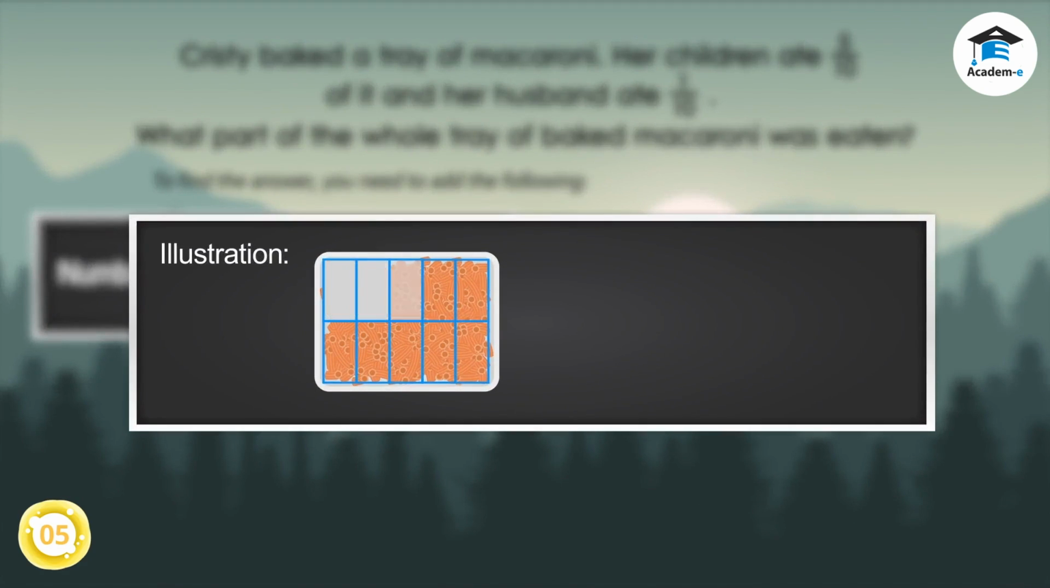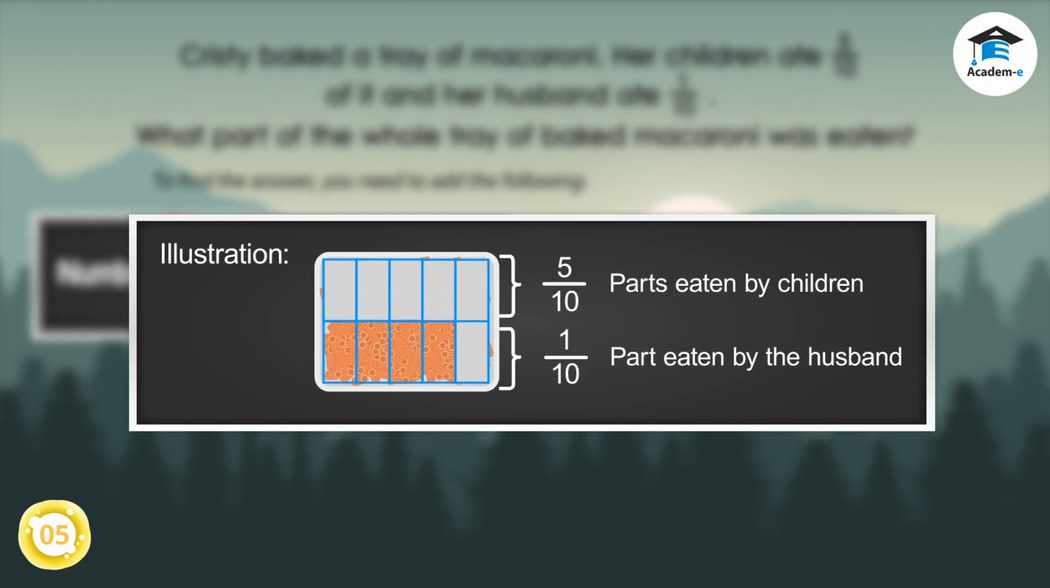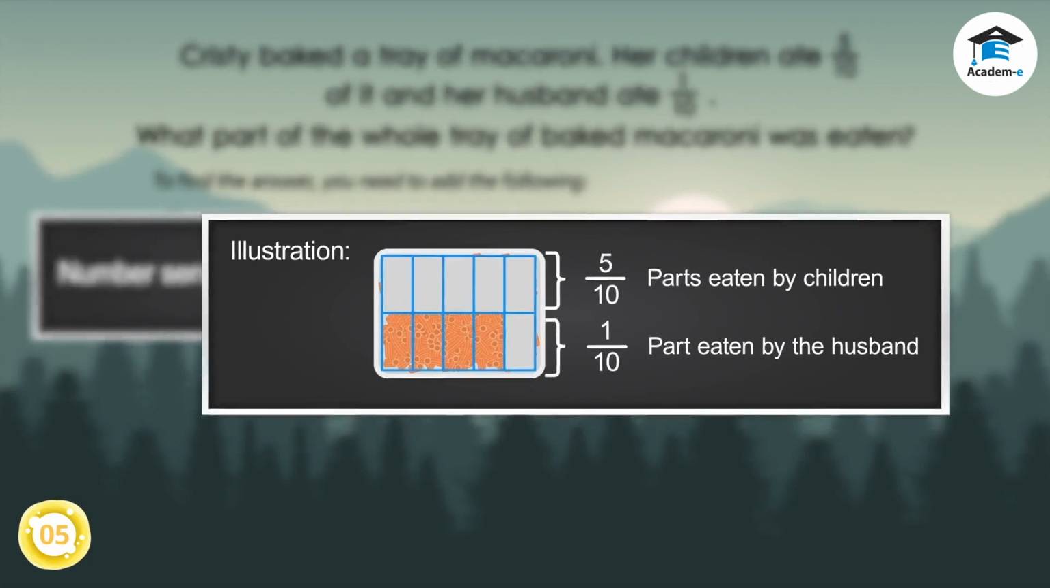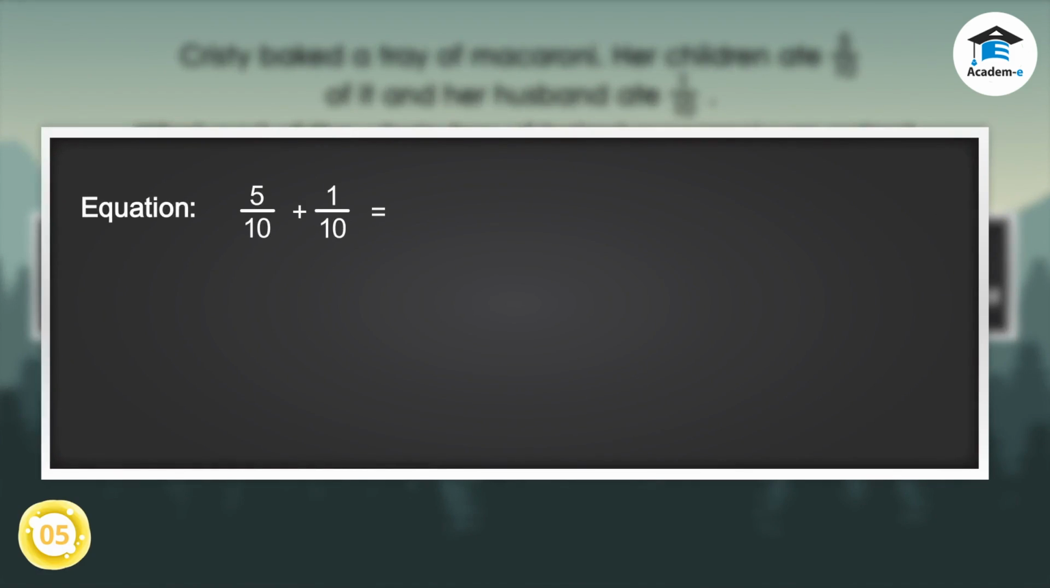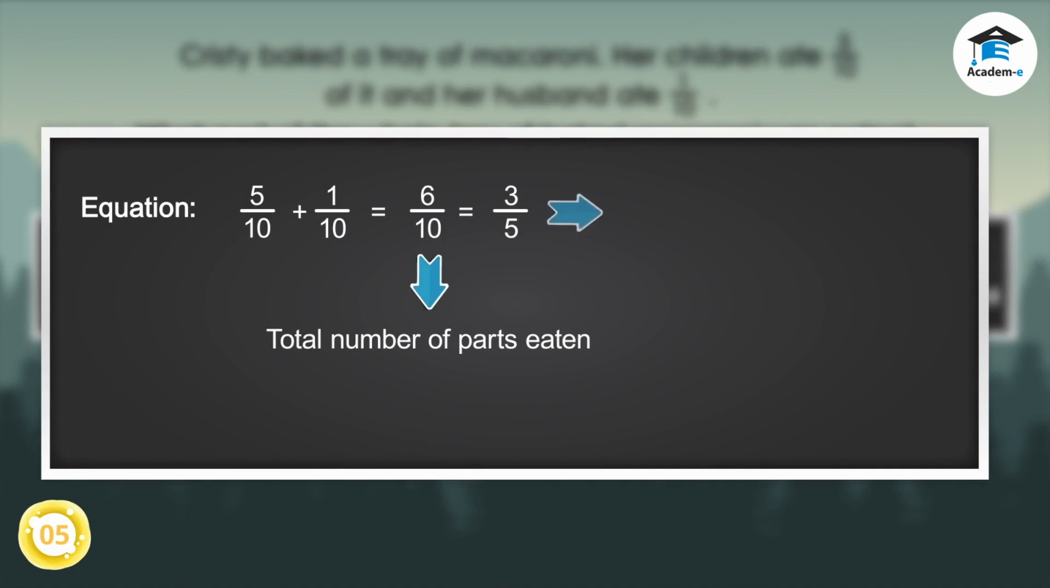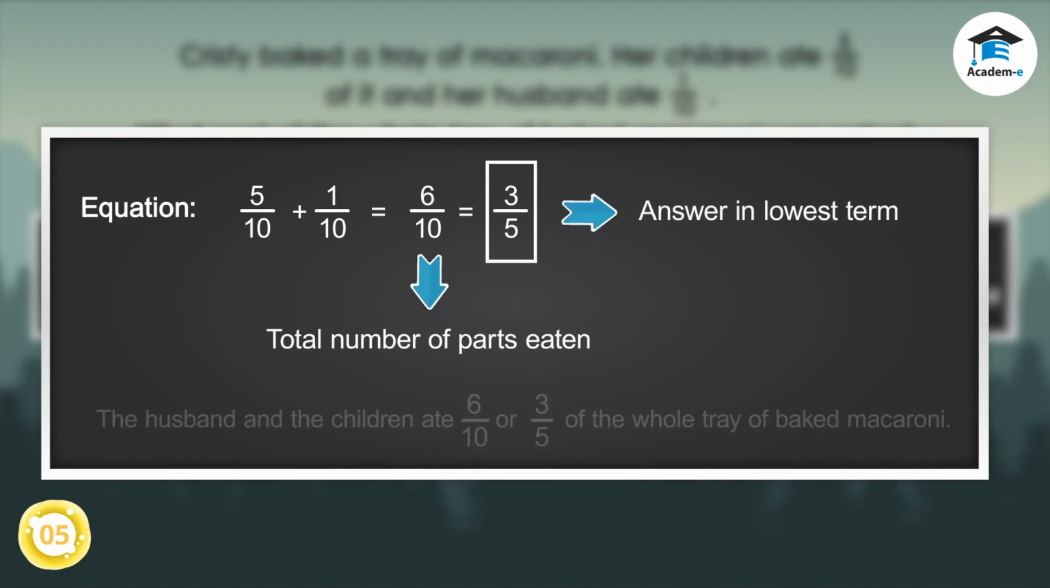Illustration. 5/10 parts eaten by children. 1/10 part eaten by the husband. Total number of parts eaten. Answer in lowest term. The husband and the children ate 6/10, or 3/5 of the whole tray of baked macaroni.